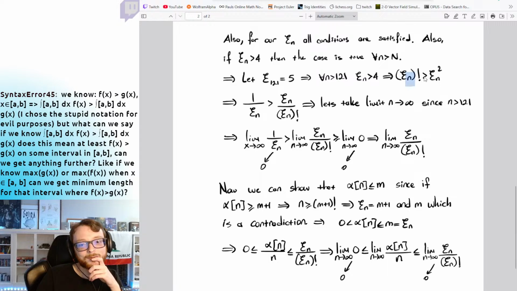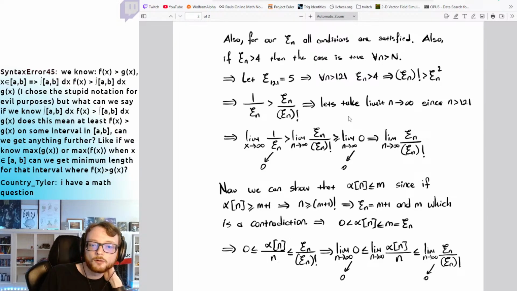I guess you're rearranging this inequality to this for a reason that I assume will become clear in a minute. Everything is positive, so that's okay. Let's take the limit as n goes to infinity, since n is greater than 121. Oh, you're squeezing it. Okay.